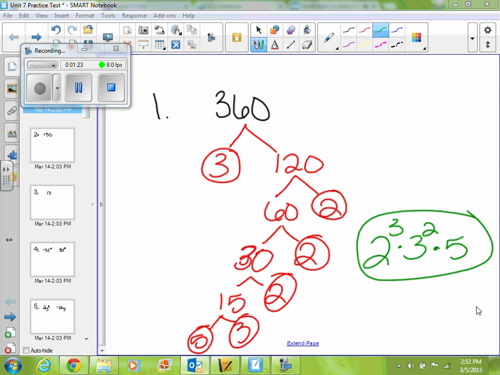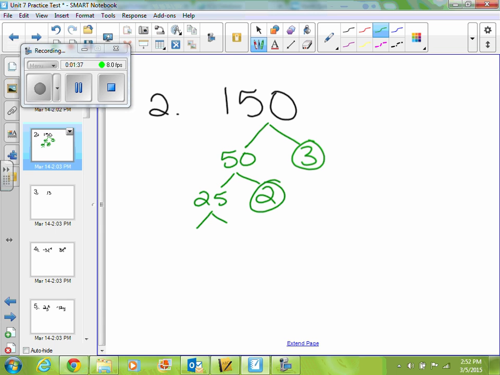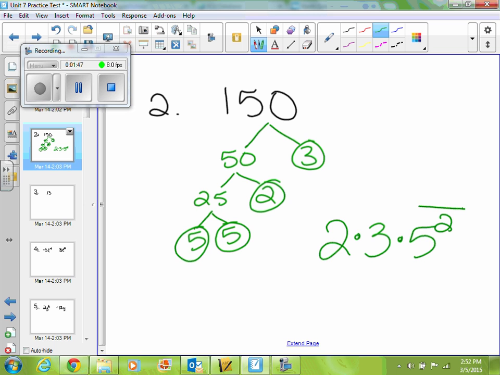Alright, so number 2, 150. What are two factors that make 150? 50 and 3. Okay, what are two factors that make 50? 25 and 2. What are two factors that make 25? 5 and 5. Okay, how many 2's do I have? How many 3's do I have? How many 5's do I have? Yay!